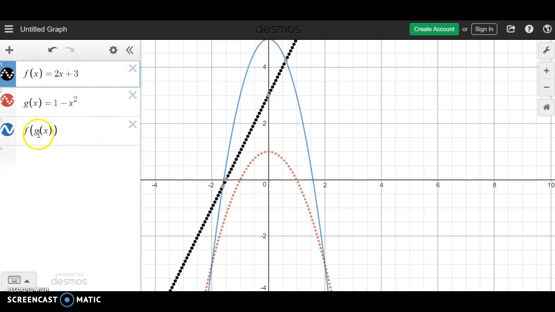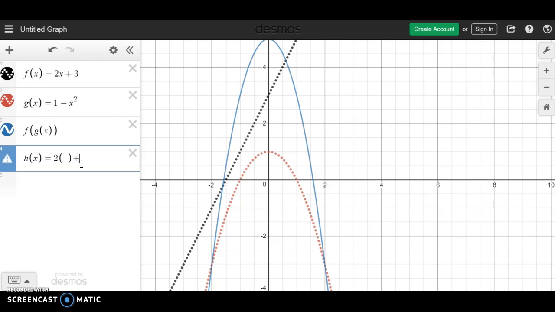It's much easier to actually get a formula for f of g of x, and we can do that by making a new function. I'm going to call it h of x, and it's going to be my function f, which is 2 times the input plus 3. The input to my function is my g function, so 1 minus x squared. So that is my h of x.